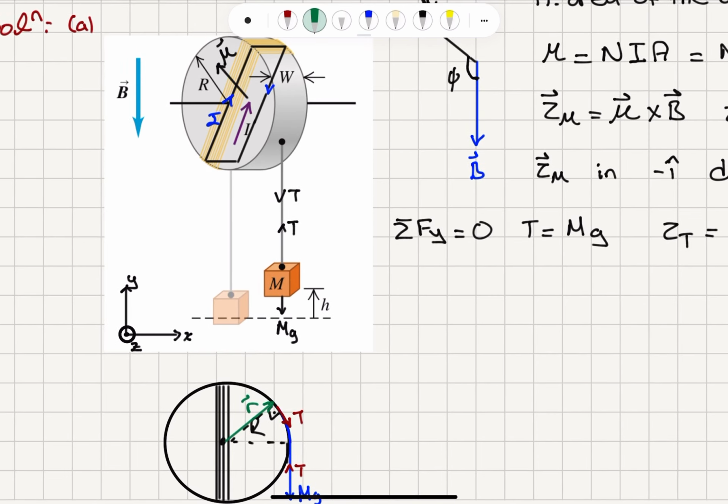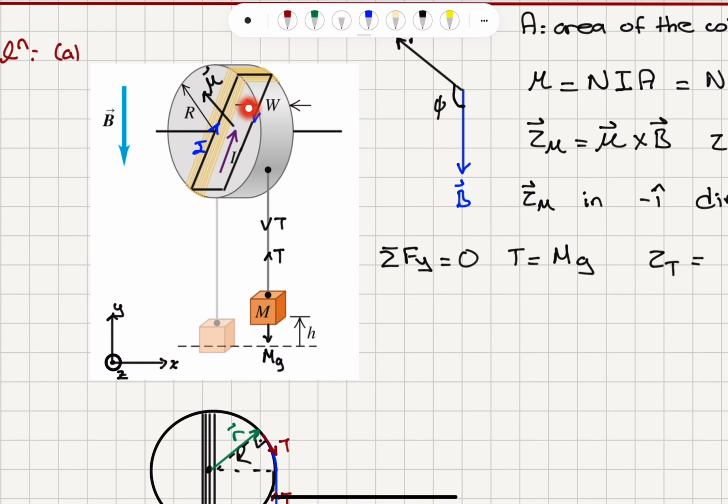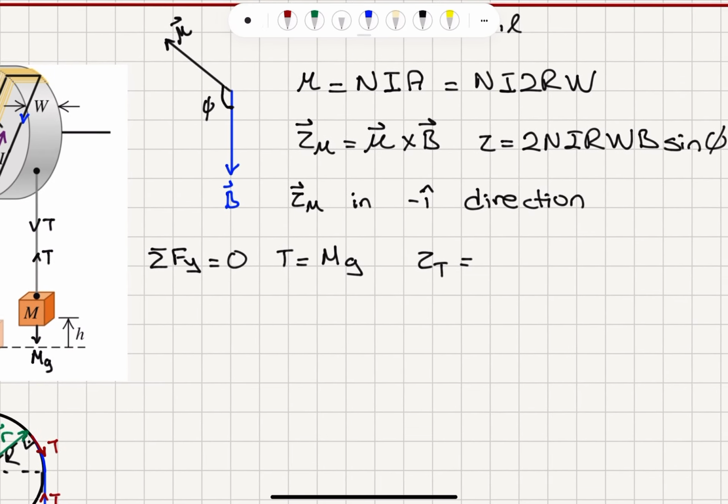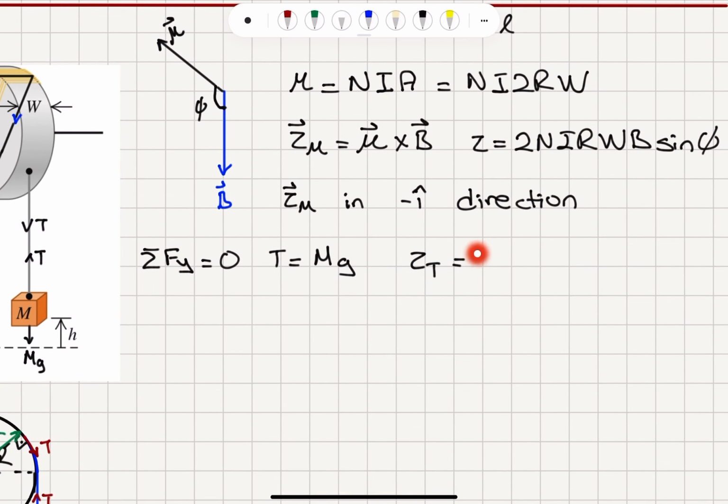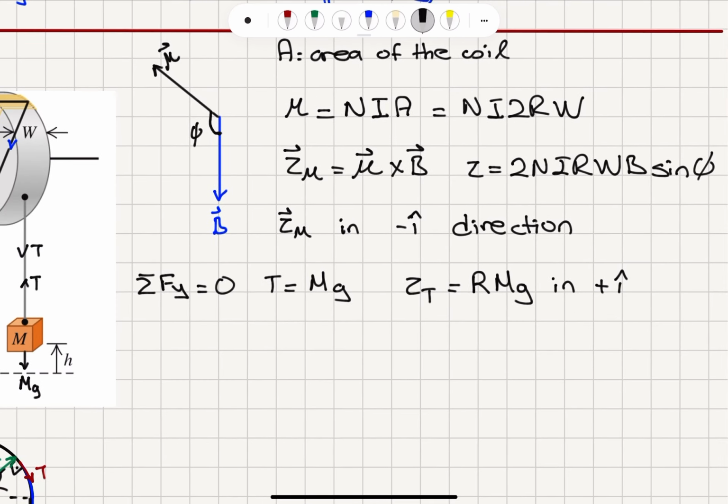Why? Because the plane that I see here is the side view, the YZ plane. So if you look at r cross F with the right hand, the four fingers of the right hand point in the direction of this position vector R to the point of application of the force, and crossing with F we find that this torque is in the plus i hat direction, and because of the 90-degree angle we have R times mg in the plus i hat direction for this torque.